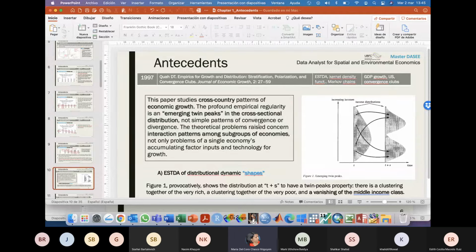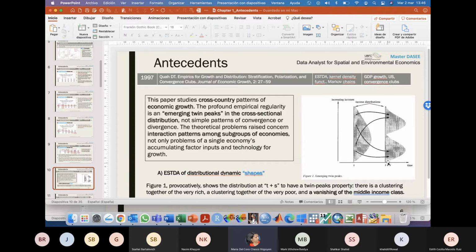That is, in this T plus S period, I don't know if you can see, it's a future period. So we have the past and the future. In this future period, we don't find simple patterns of economic convergence or income divergence. They are not simple patterns. We have this complex distribution with these two peaks.